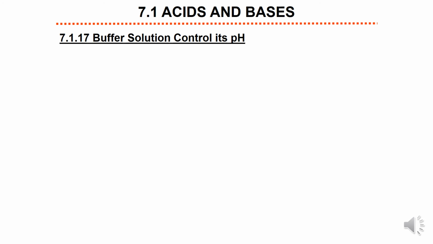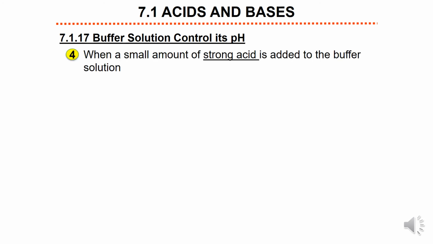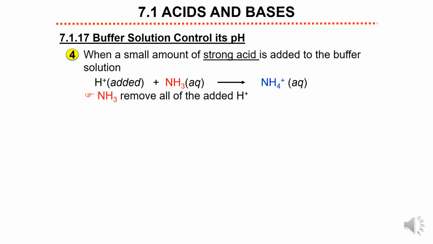How the buffer solution controls its pH. When a small amount of strong acid is added to the buffer solution, the added strong acid H+ reacts with ammonia to produce ammonium ion. Ammonia removes or neutralizes all the added proton. As a result, pH remains constant.